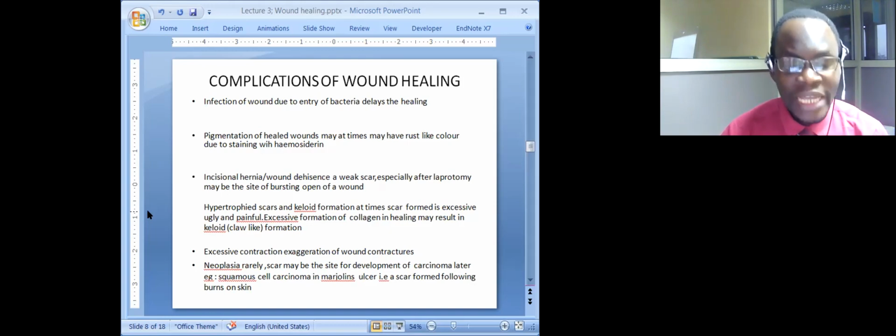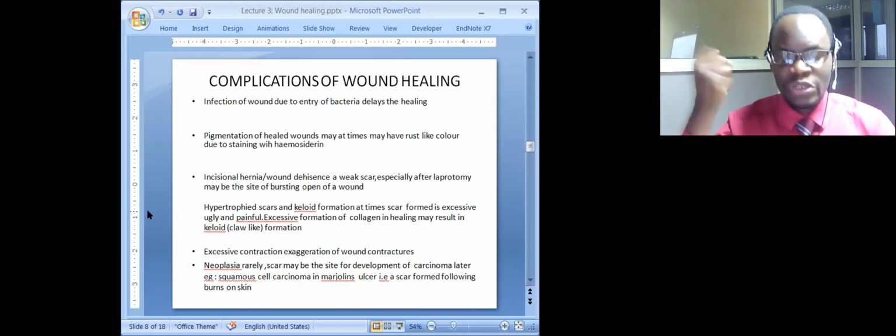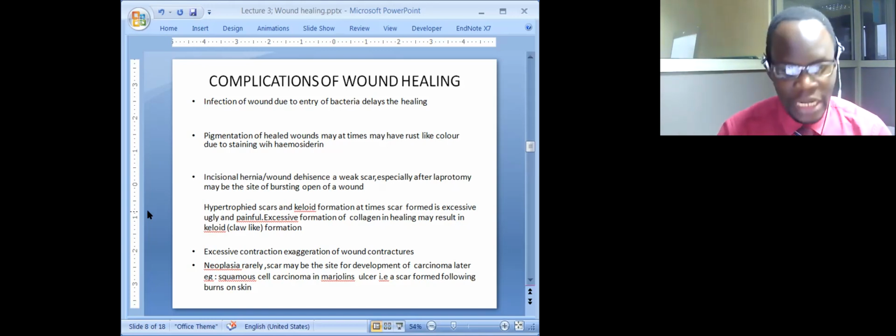So wound dehiscence can also occur. In other words, it gaps or it gives way. Yeah, and so that can also be a complication, especially after laparotomy for people who are fat and people who are obese. Wound dehiscence can easily occur.